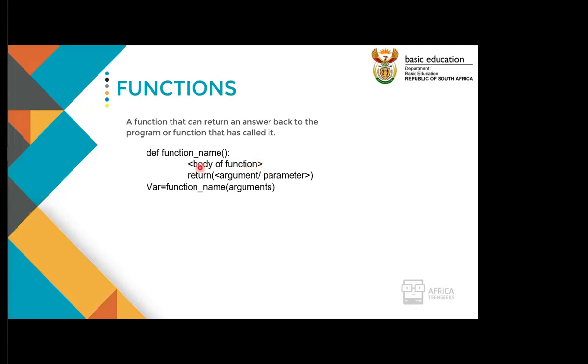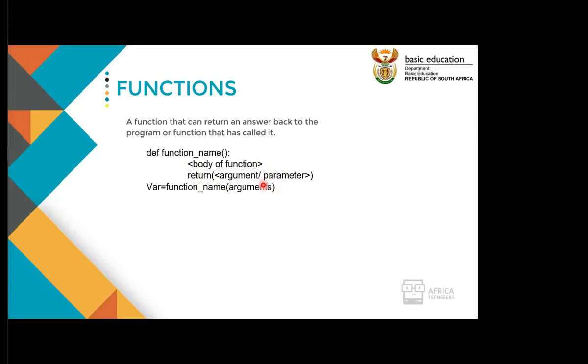And our final step is to say return, and in brackets, what is the argument or the parameter? In other words, what's the value that you're sending back? Whether it is a string, integer, float, boolean, what is that variable that you want to send back? We put it inside the return statement.